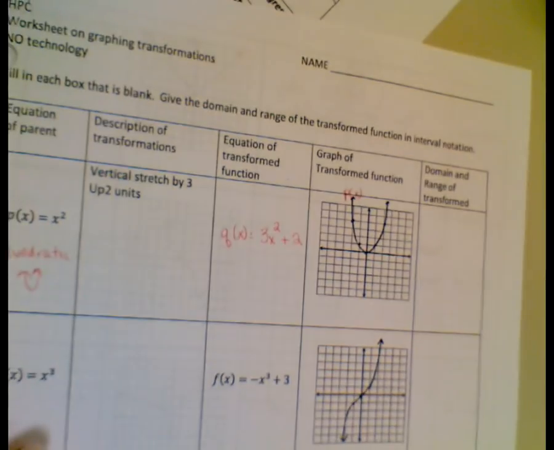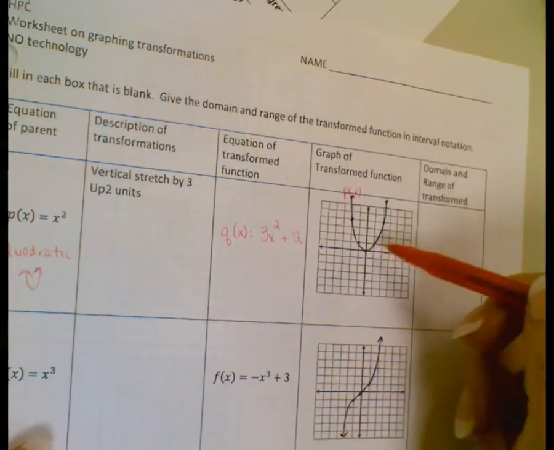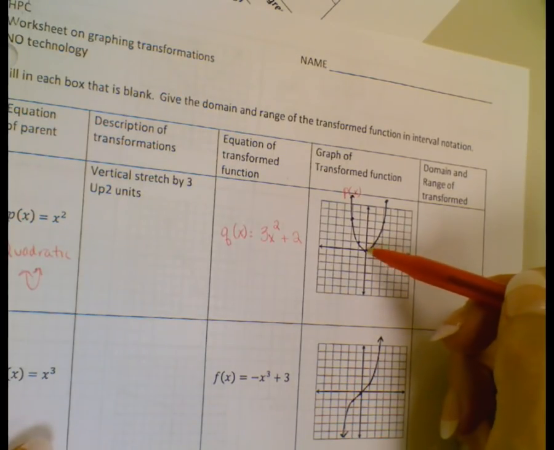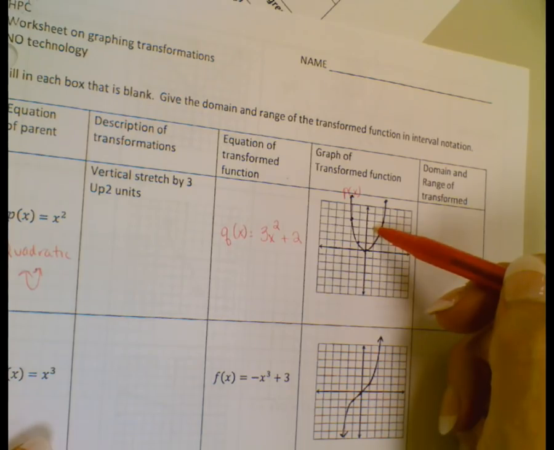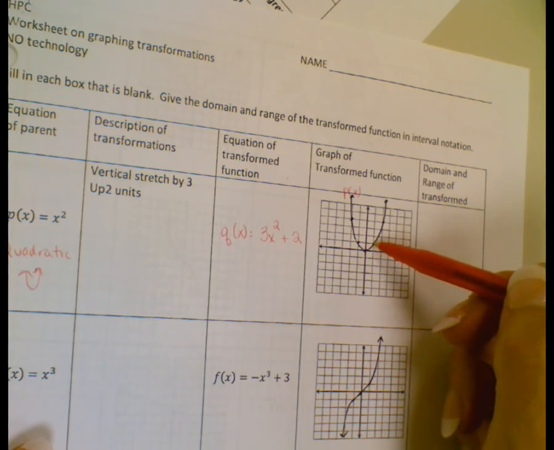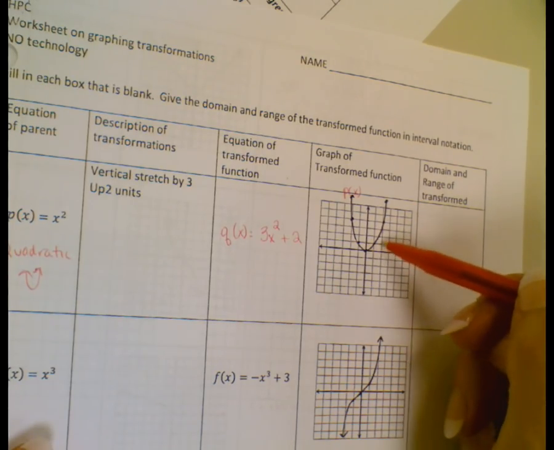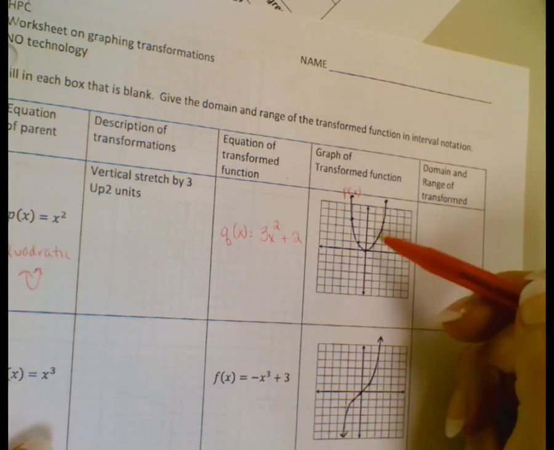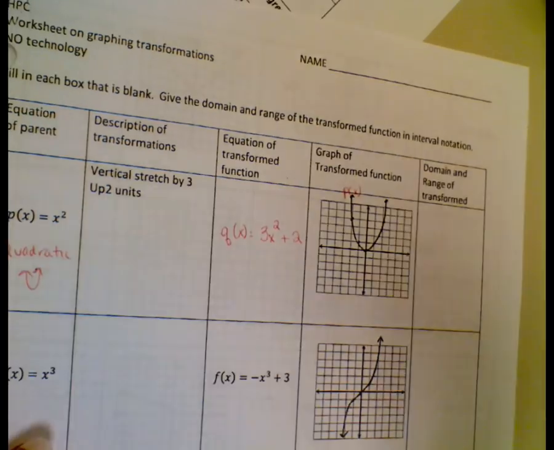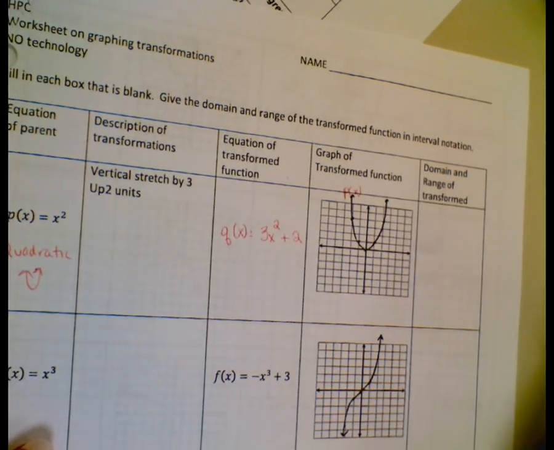Well, a vertical stretch of 3 means instead of going over 1, up 1, you would go over 1, up 3. So this first point right here would go here. This one was up 4 already, so instead of going over 2, up 4, you would go over 2, up 12. It's 4 times 3. So I think we're just going to concentrate on this first one. And then another additional 2 up from that.